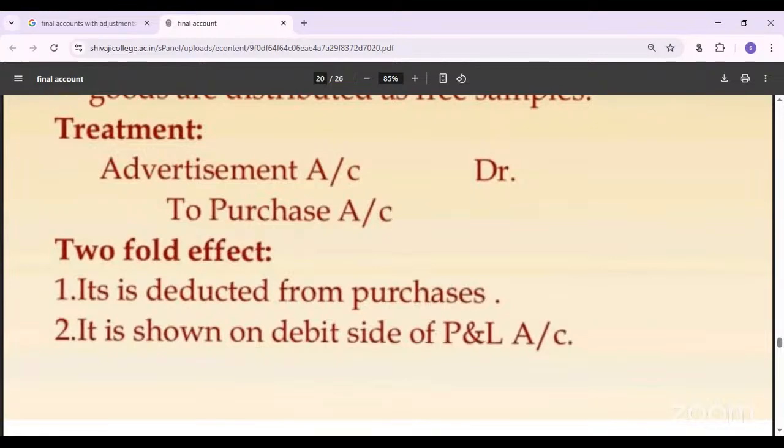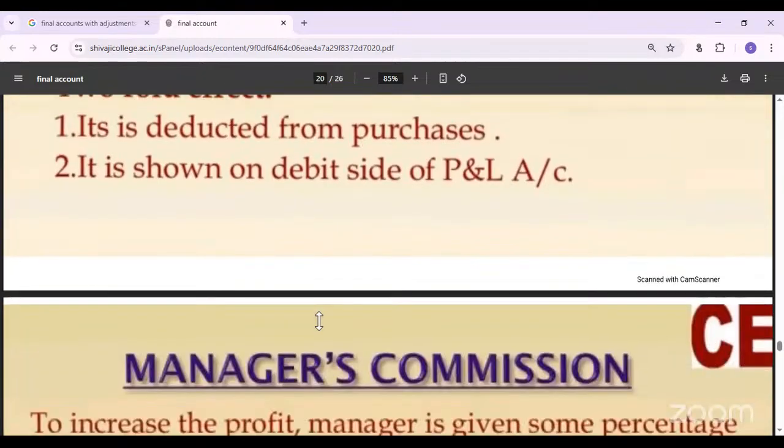So, in the trading account, from purchases we have to deduct, and in the P&L account, we have to show it on the debit side as goods issued as free samples.